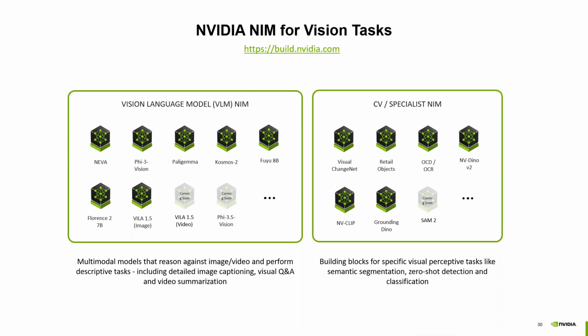And apart from vision language models that we have packaged as NIMs, we also have some specialized computer vision models for more narrow tasks, such as Visual Change Net that detects differences between images, NV-CLIP to generate embeddings, etc. You can try out those models directly on our website listed here, build.nvidia.com, and you can start testing them out just using our UI, uploading pictures, providing prompts, and evaluating the accuracy of those models.